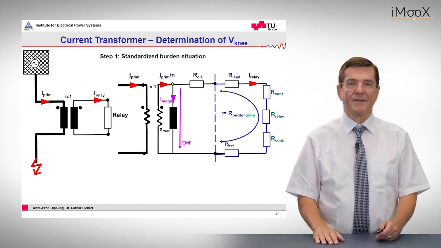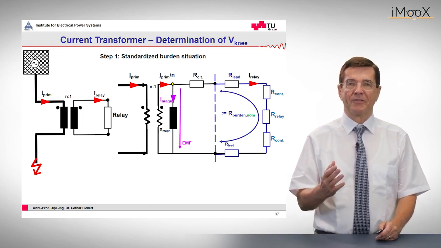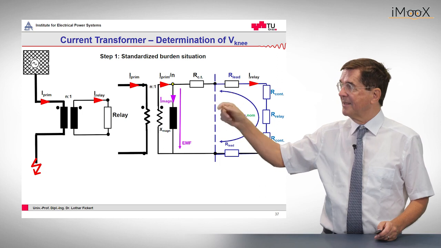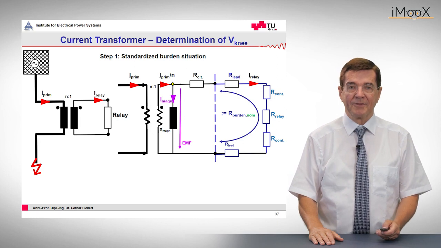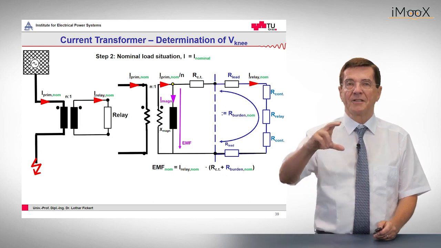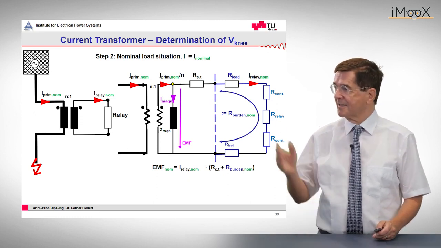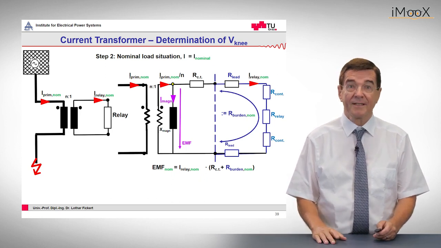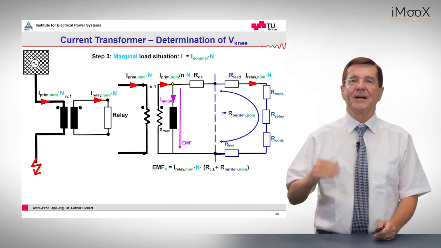Now we take step one. We standardize the burden situation. Standardized means we take for all values the nominal values: the nominal current for the current transformer, the nominal current for the relay, the nominal relay burden or secondary burden of the current transformer. By doing this, we see that the nominal EMF, the nominal voltage which the transformer has to sustain under nominal load, is given here: the nominal EMF is the product of the current and the burden plus the internal resistance of the current transformer. In step 3, we go now to the marginal situation.